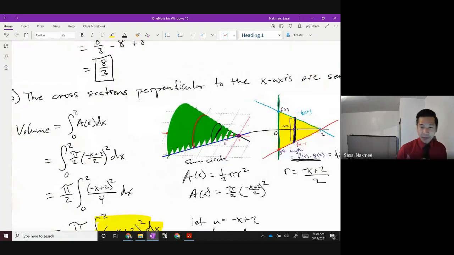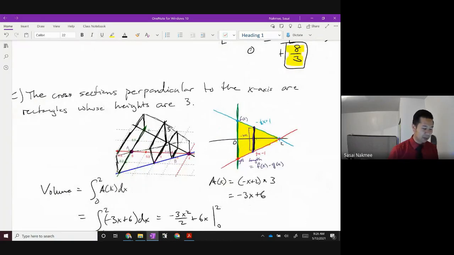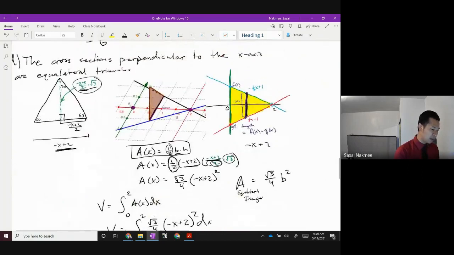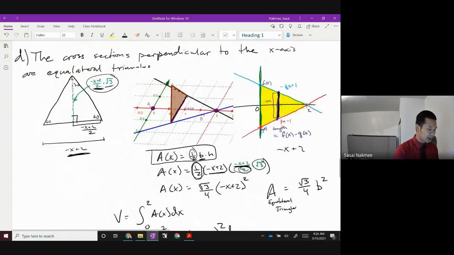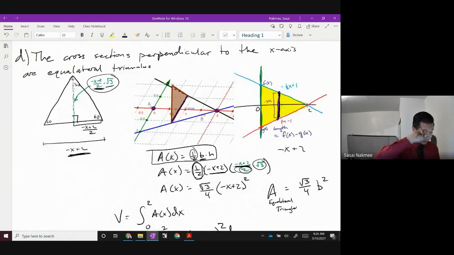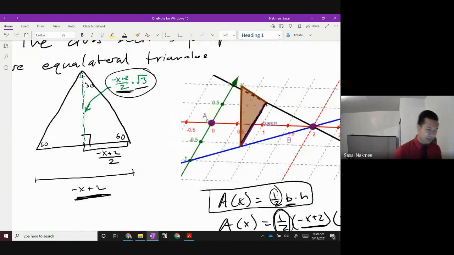So your job, for these cross-section problems, is to find the area of that particular cross-section, whether it be a rectangle, circle, square, or the last problem we did, which was a triangle. But it wasn't just a regular triangle, it was an equilateral triangle. And we showed that to get the height of an equilateral triangle took a little bit more work. It required us to look at the 30, 60, 90 triangle.